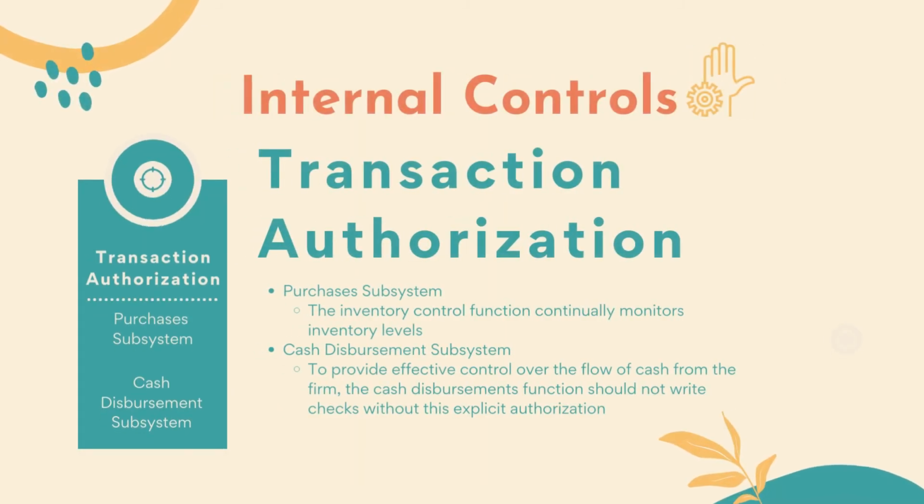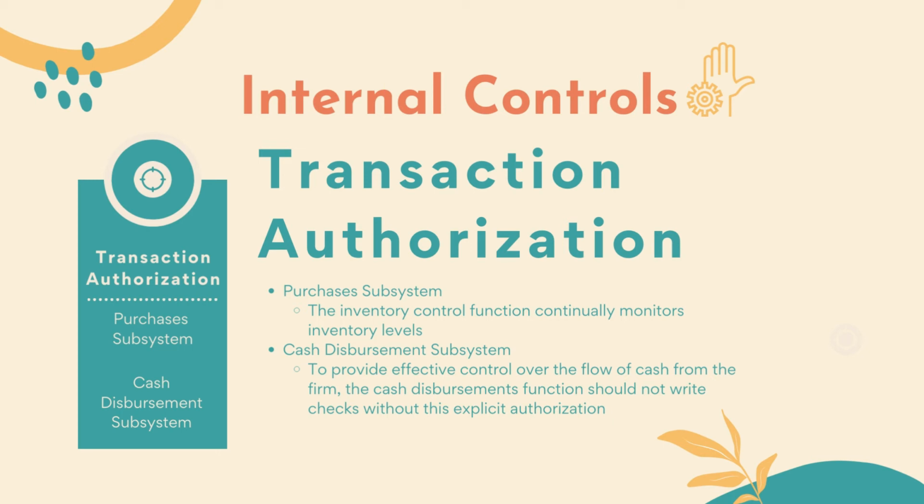Transaction Authorization. Purchases Subsystem. The inventory control function continually monitors inventory levels. As inventory levels drop to their predetermined reorder points, inventory control formally authorizes replenishment with a purchase requisition. Cash Disbursements Subsystem. The AP function authorizes cash disbursements via the cash disbursement voucher.